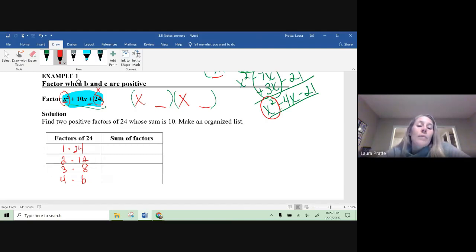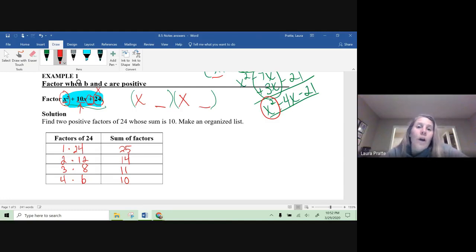So the sum of the factors. Now, whenever this is a positive, you know that the two numbers that you're going to be using have to add up to get the middle number, okay? So 1 plus 24 is 25, 2 plus 12 is 14, 3 plus 8 is 11, and 4 plus 6 is 10. Now we want to get a 10 because that's what's in the middle.